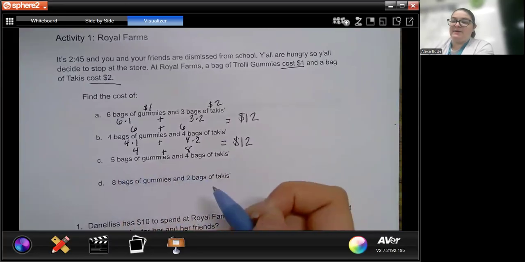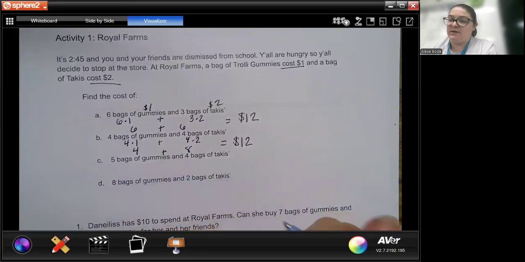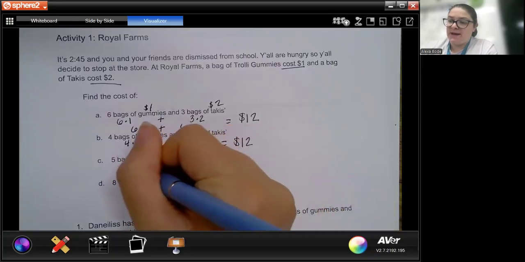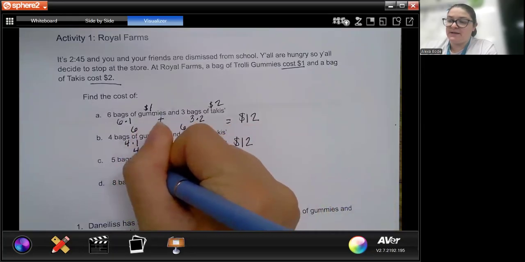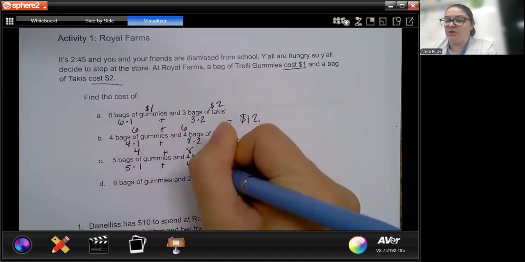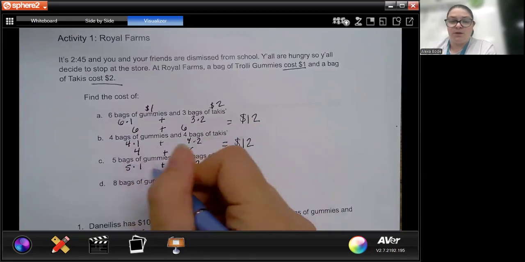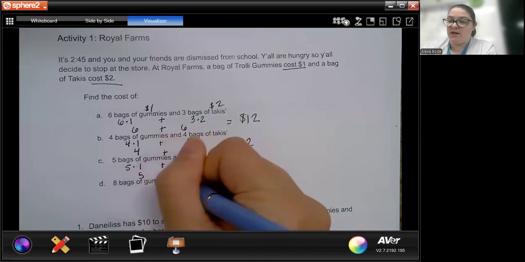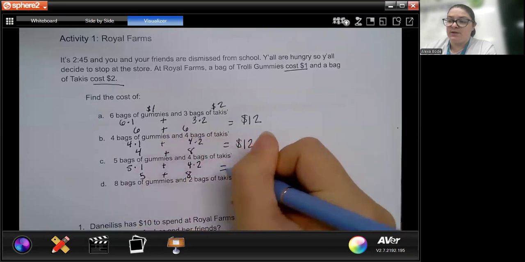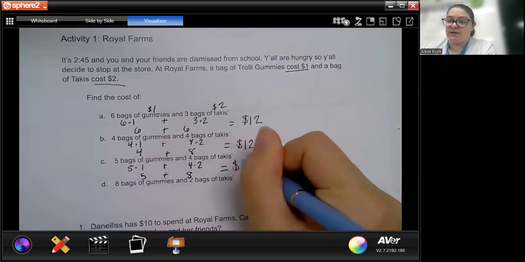Continuing on, 5 bags of gummies and 4 bags of Takis. 5 bags of gummies would be 5 times $1 plus 4 bags of Takis would be 4 times $2. Your gummies would cost $5. Your Takis would cost $8. Together, that would be $13.